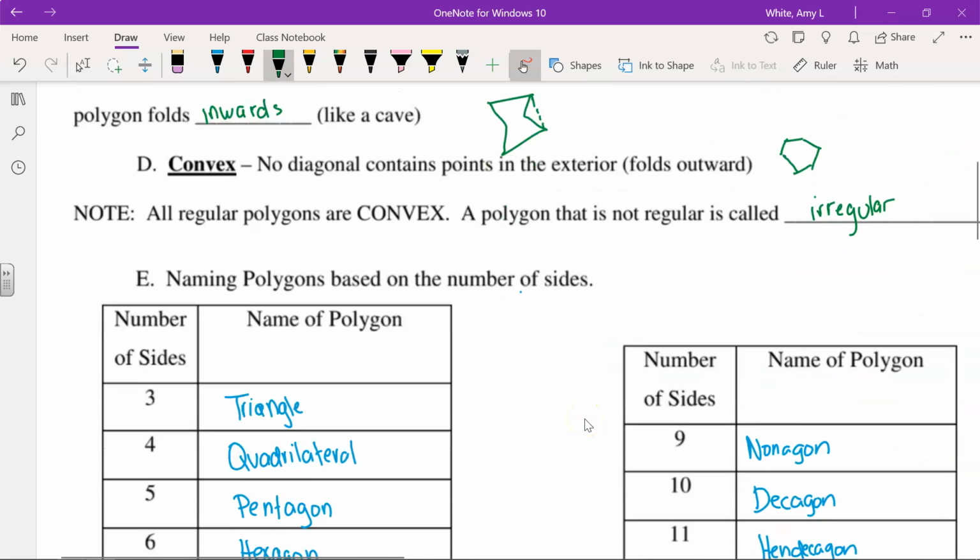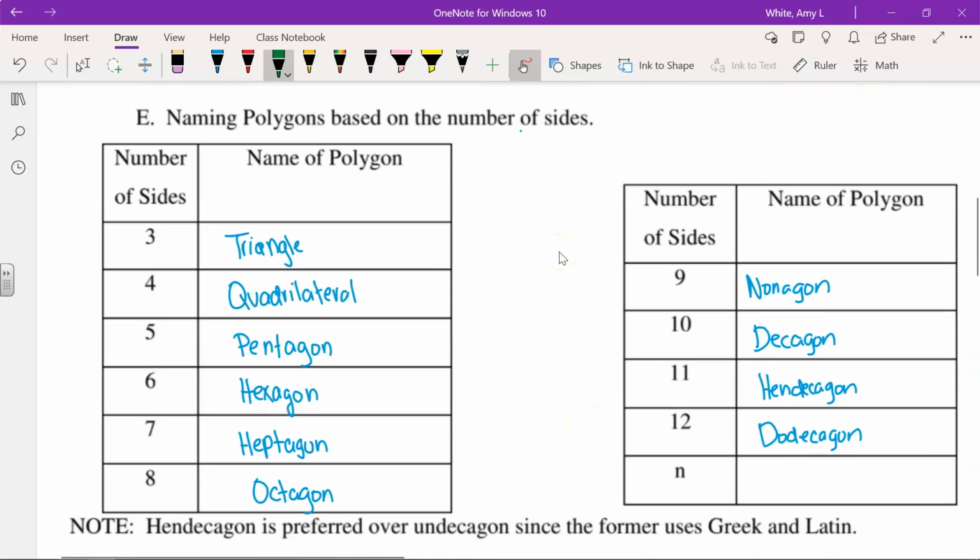Now, there are special names for polygons. You're probably familiar with most of these. We have a triangle for 3 sides, quadrilateral for 4, pentagon, hexagon. For 7 sides, the best term is a heptagon. You might see in some instances using a septagon, S-E-P-T. The reason we avoid this is the same reason we avoid undecagon for 11. It's just because you're mixing up Greek and Latin prefixes there, and that gets a little bit weird. So we prefer heptagon and hendecagon because those only use the Greek prefixes.